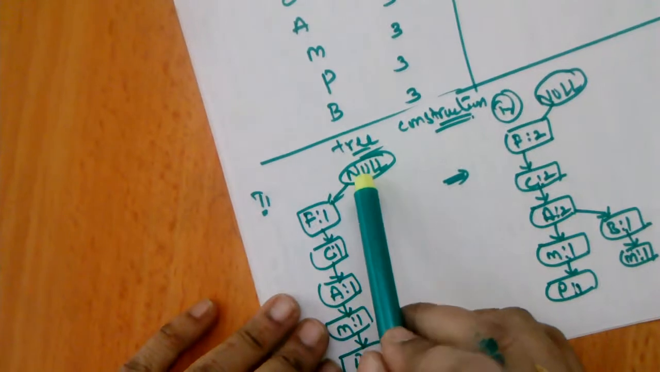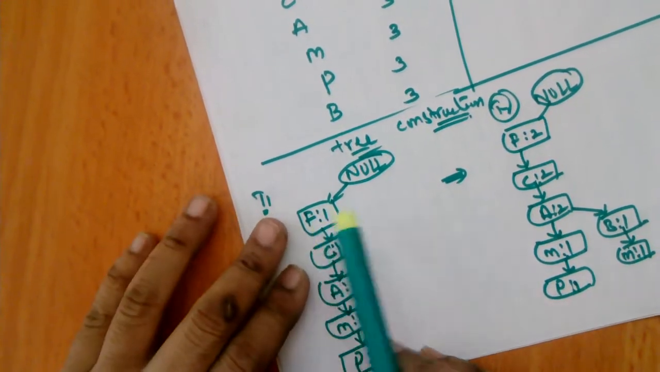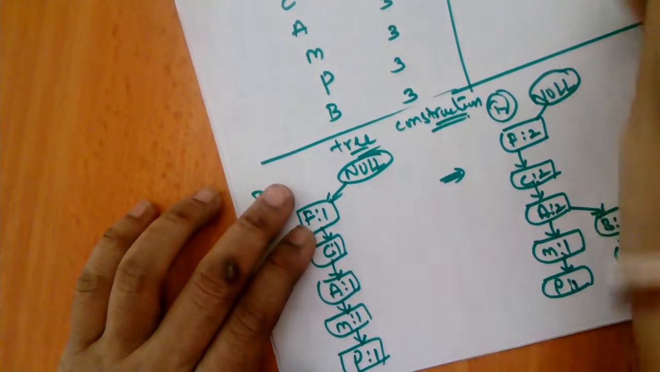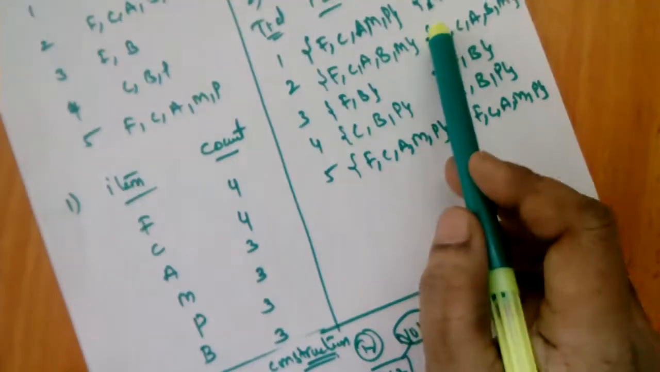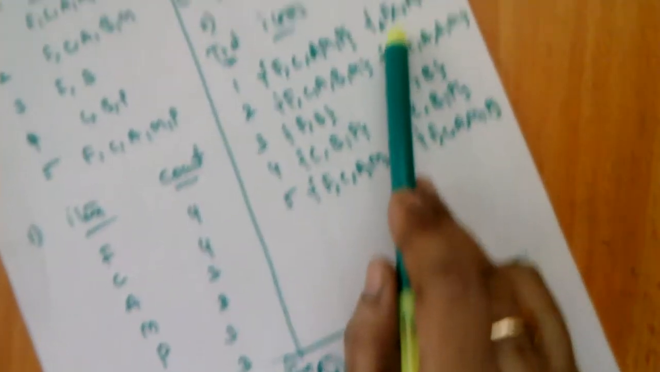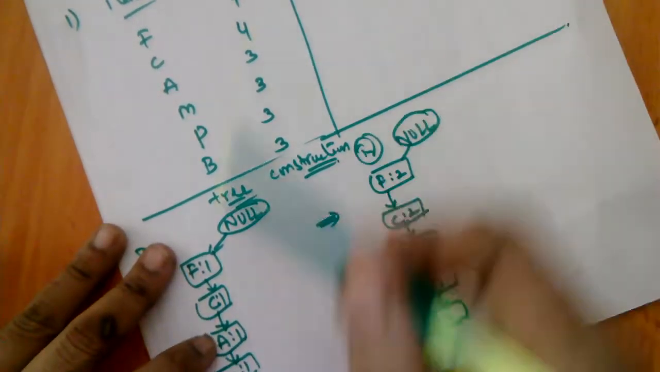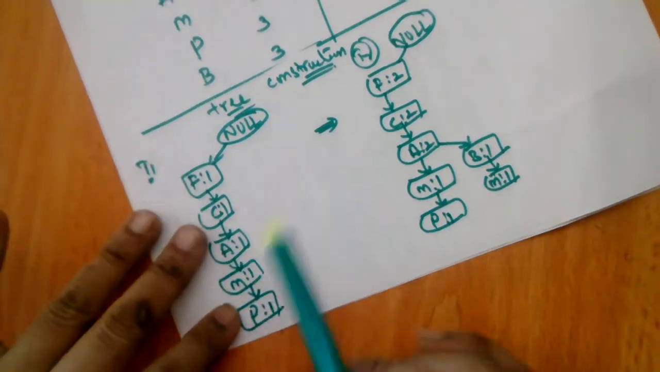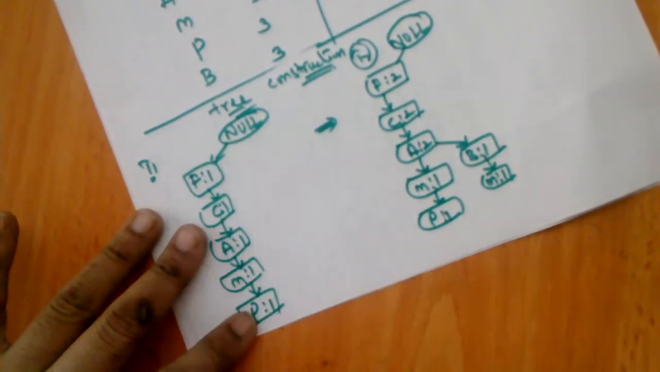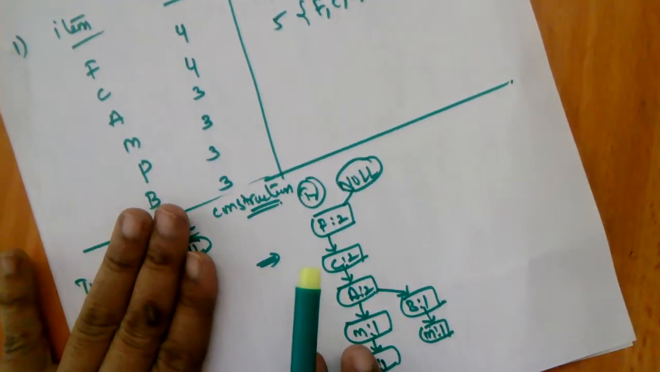The root is null. Next F. First we are constructing this F. Okay, F, C, according to this, C, 1. First time we are inserting A, M, P. Okay, here the count is 1 now. Okay, now we constructed this.